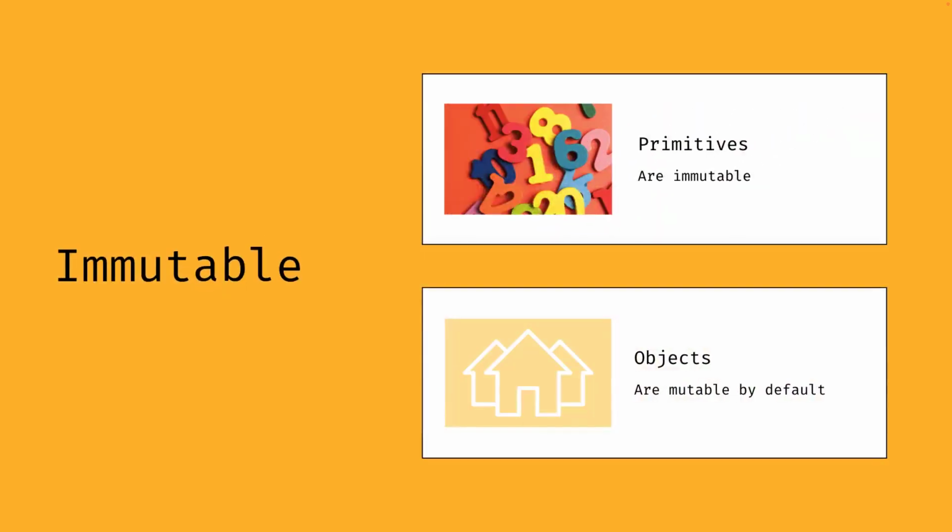This is not the case for objects, but objects can be immutable. In order to achieve that, you need to stick to very certain coding patterns. Let me show you in IntelliJ what I mean when I say immutability.